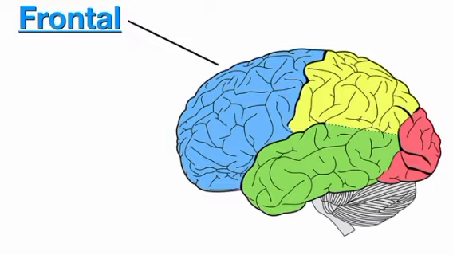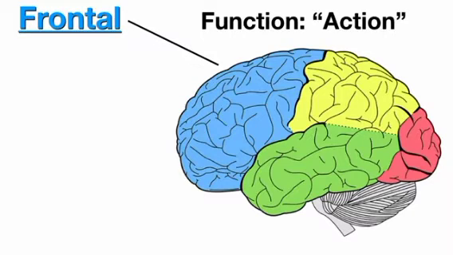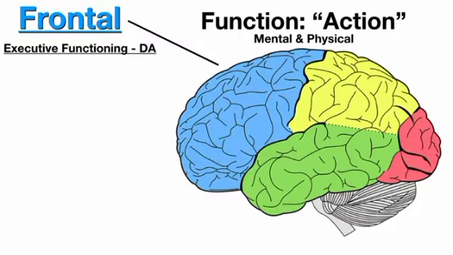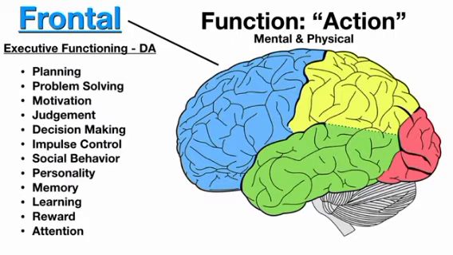The frontal lobe has many different functions. The easiest way to remember the overall function of the frontal lobe is to think of the word action, and this will include both mental and physical actions. So what exactly does this mean? Well, starting with the mental actions, this is going to include executive functioning. This is primarily mediated by the neurotransmitter dopamine, and these executive functions will include things like planning, problem solving, motivation, judgment, decision making, impulse control, social behavior, personality, memory, learning, reward, and attention.